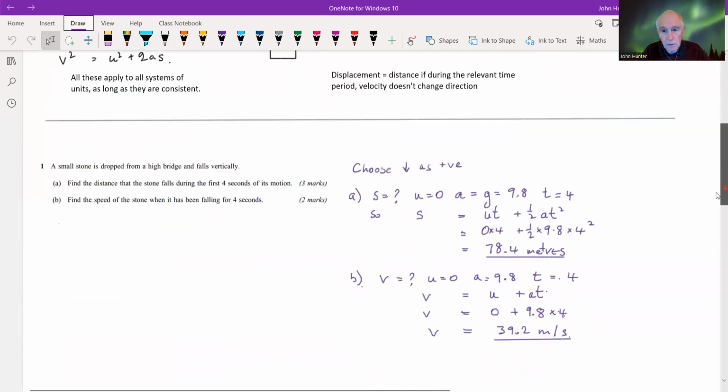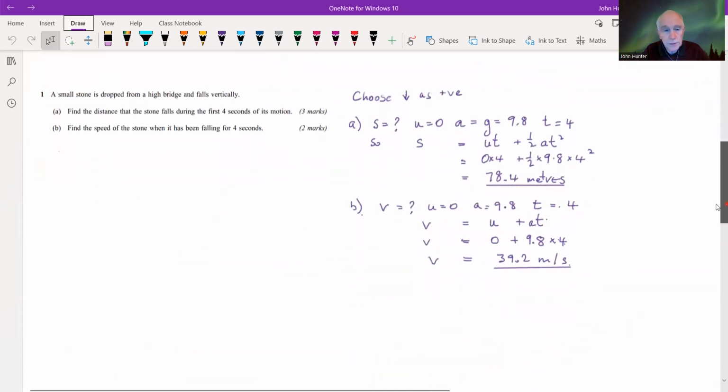Let's have a look at a couple of examples. Okay, so a small stone is dropped from a high bridge and falls vertically. First of all, find the distance that the stone falls during the first 4 seconds of its motion.